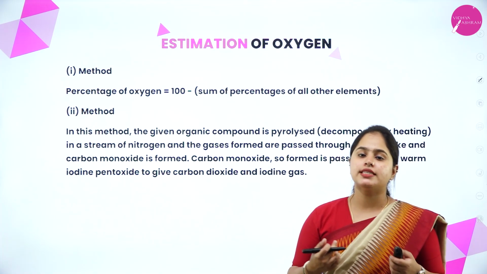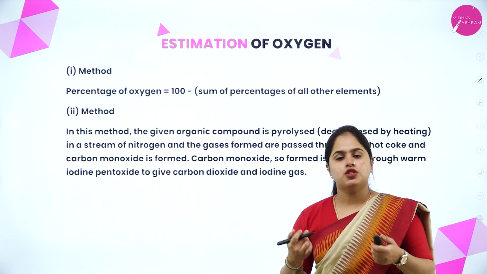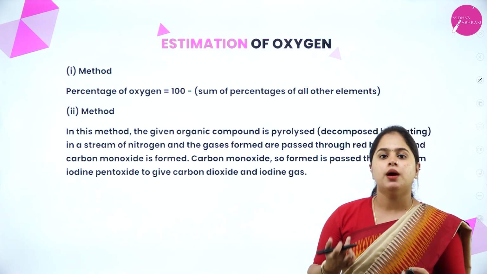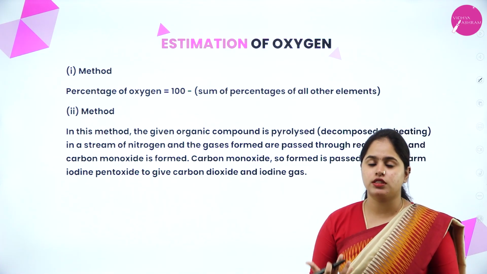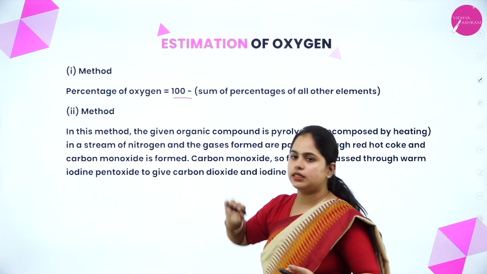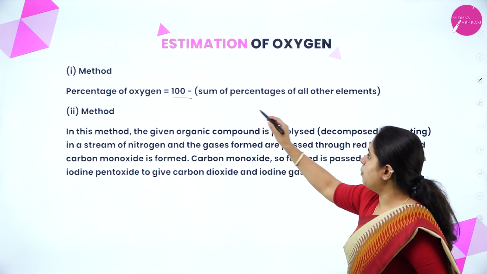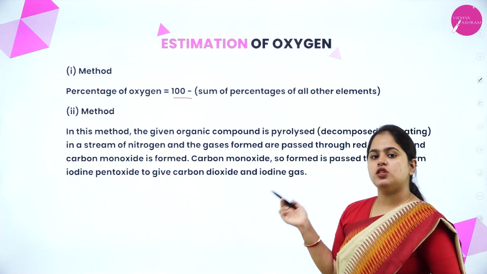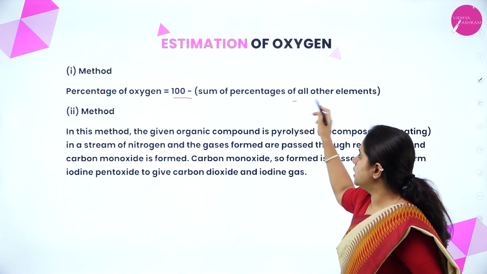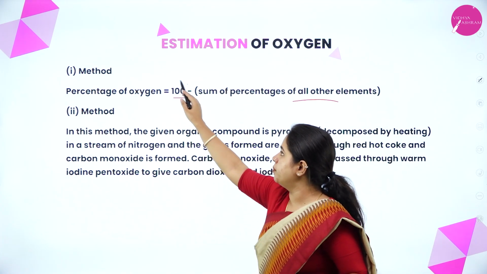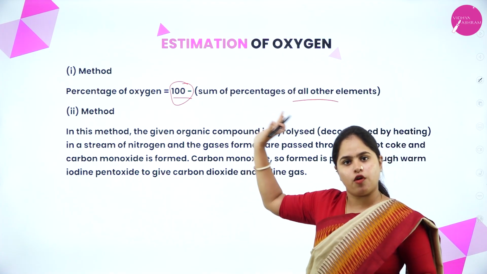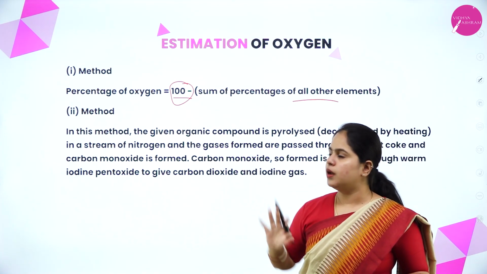Now let's move on to the estimation of the last element, that is oxygen. Even this can be done with two methods. The first one, which is the general method used, is by taking the difference. The percentage of oxygen can be determined by taking the total percentage composition minus the sum of percentages of all other elements. So after calculating the percentages of all other elements, take the sum and subtract it from the total percentage composition, that is 100. So 100 minus the sum of percentages of all the other elements will give the percentage of oxygen.